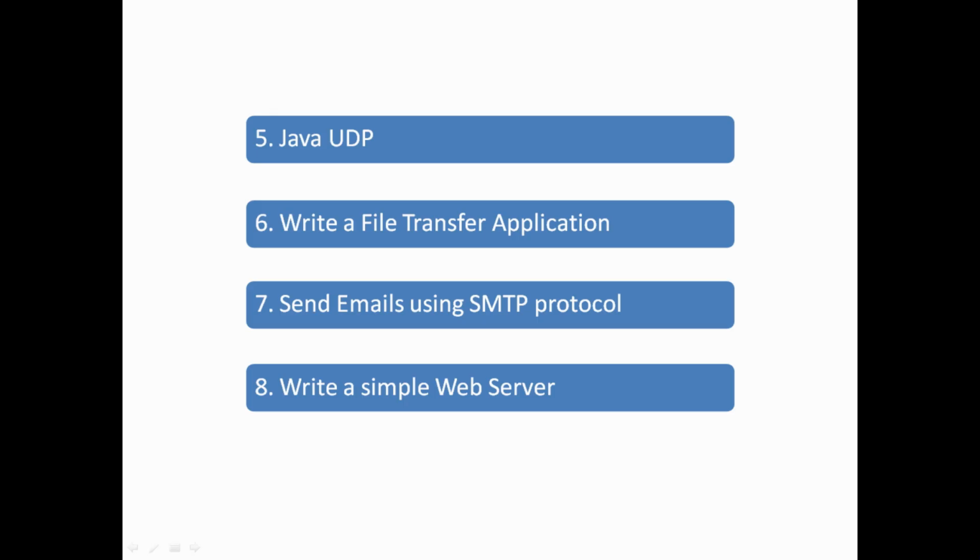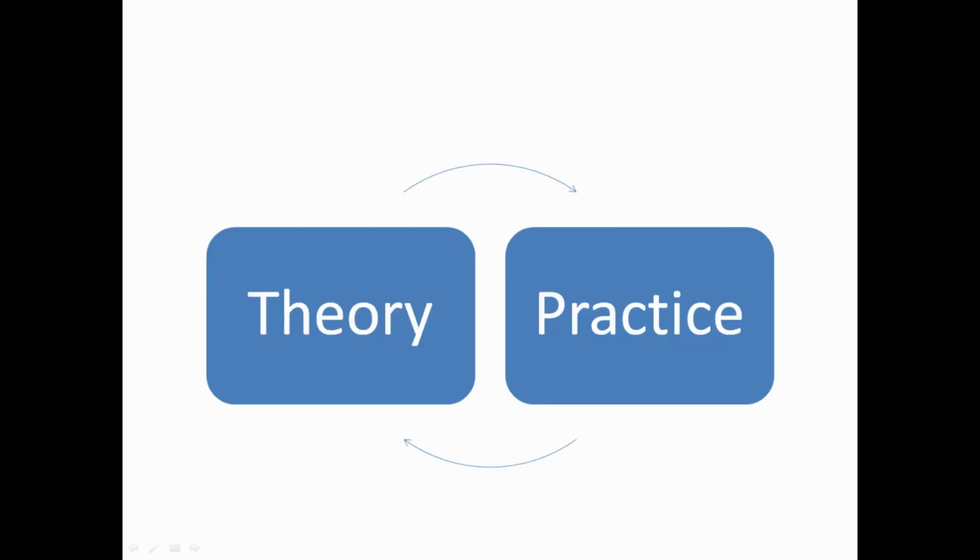In the next 3 chapters, we will learn how to create a file transfer application, how to send an email using the SMTP protocol, and how to write a simple web server in Java. For each application, I've included all the theory you need to understand how the application works. The application source code is explained in detail, line by line, and in the end, we're going to test the application and observe the code behavior.